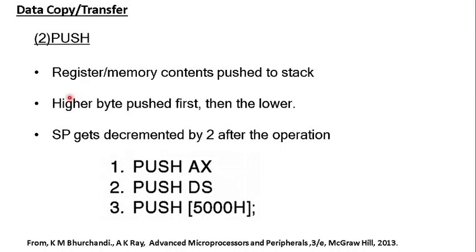Then how does the pushing happen? Because we are supposed to push 2 bytes at a time, right? So it happens like this. The higher byte is pushed first, followed by the lower byte. Then at the end, as we are moving 2 entries into the stack, the SP gets decremented by 2. Okay, so these are the things to note with respect to the 8086 push operation.